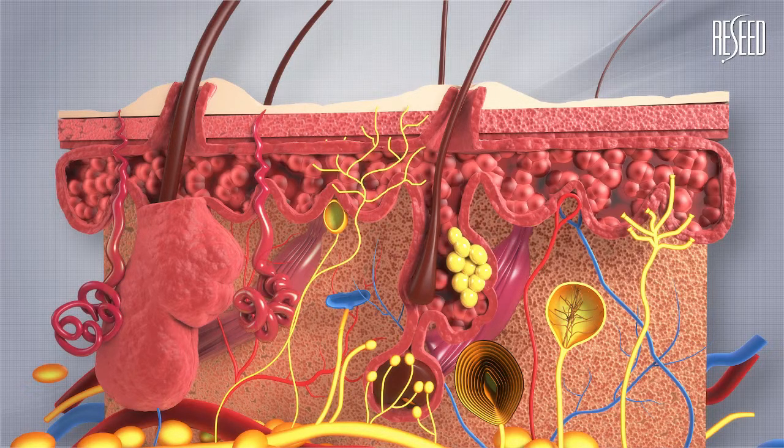The catagen stage is the transition phase between the growth and rest stages, which lasts for a few weeks. The hair still continues to grow, but at a lesser rate than the anagen stage.